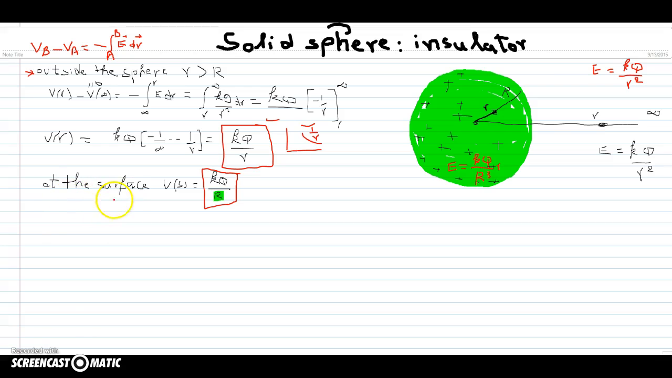Now what is the potential at the surface? Well, at the surface r becomes just big R. So this is the potential at the surface.